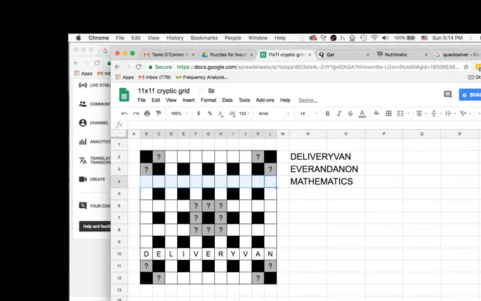So let's take that out, put delivery van up top, and no. What did I do? Oh, I put a T in there that doesn't belong.